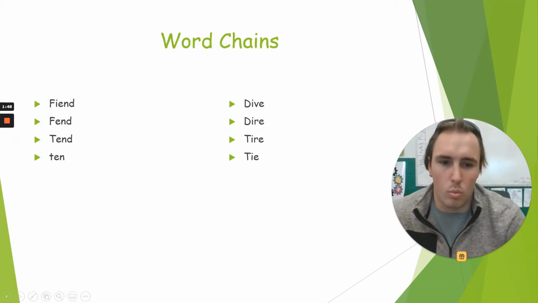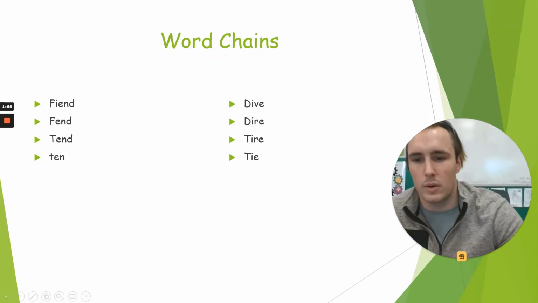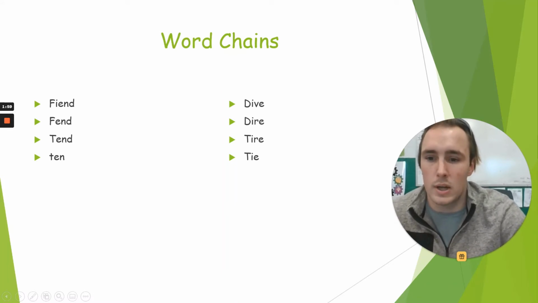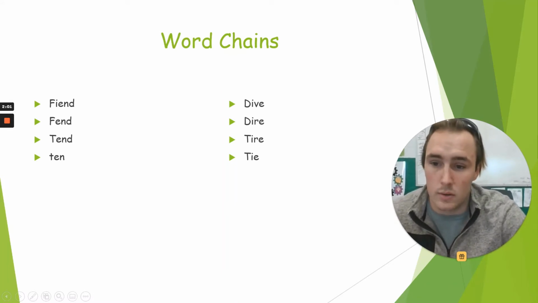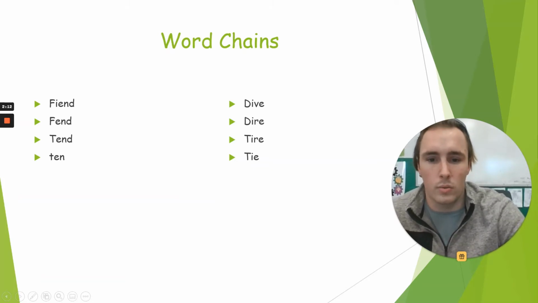Alright, so remember word chains. We remember this from the last video. So just like if I want to change fiend to fend, I drop the I. If I want to change fend to tend, I turn the F to T. And if I want to turn tend to ten, I drop the N or the D, and it turns to ten.